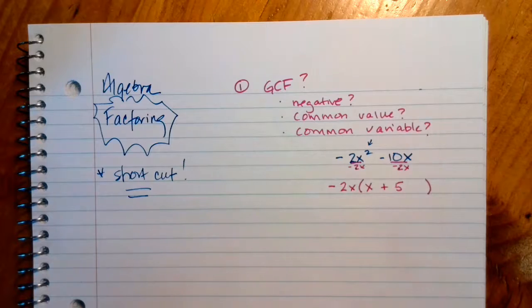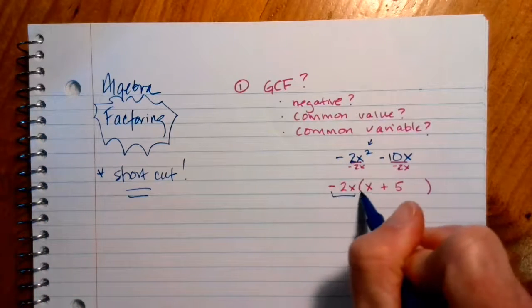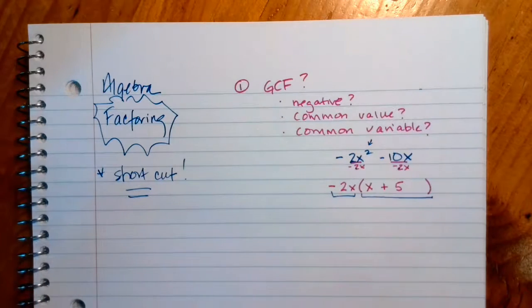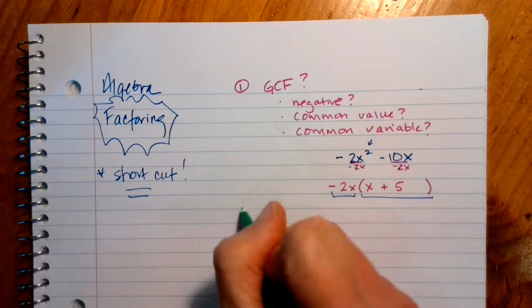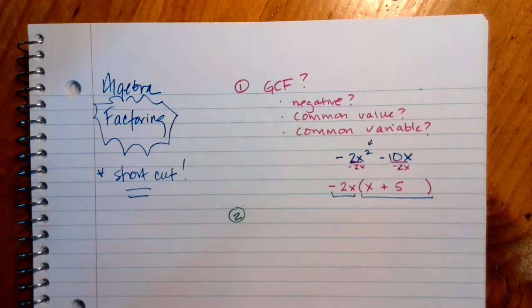We consider this factored because here's one and here's another factor. We've introduced parentheses, and it's not simplified. So that's what we're doing when we're factoring. We're breaking things down into the pieces that are multiplied in order to get that.